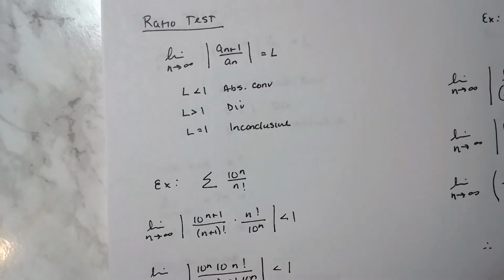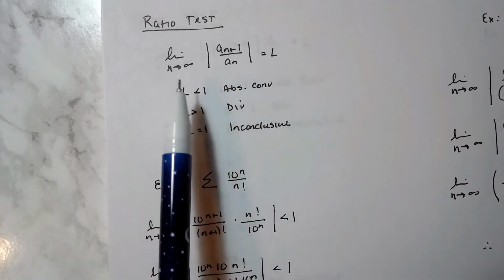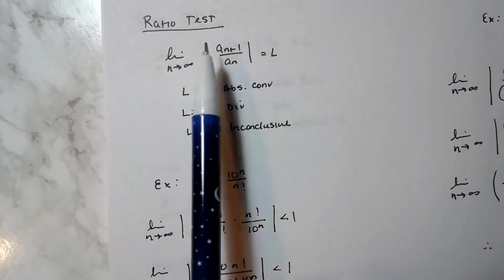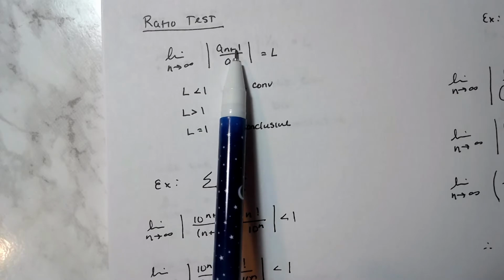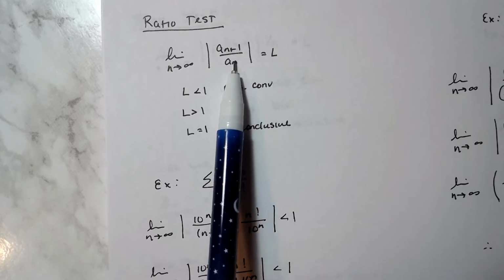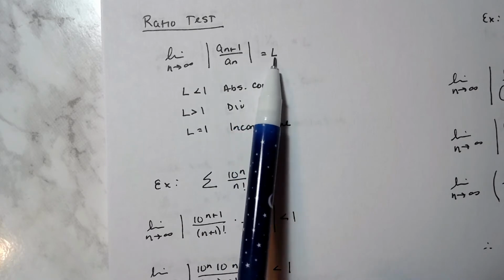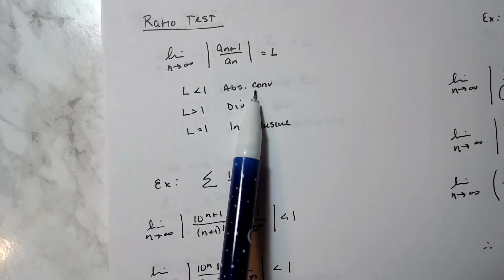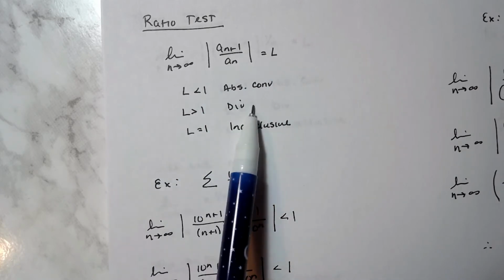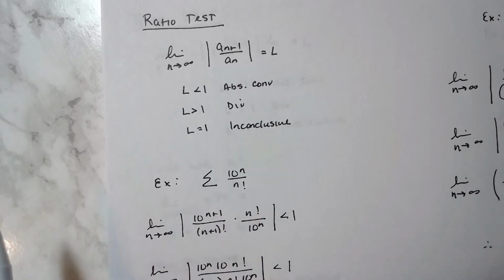Okay, ratio test, right? Quick rundown. It's the limit of the nth plus 1 term divided by the original series, right? And that's going to equal some number. If the number is less than 1, we have absolute convergence, greater than 1, divergence. If it equals 1, the test is inconclusive.